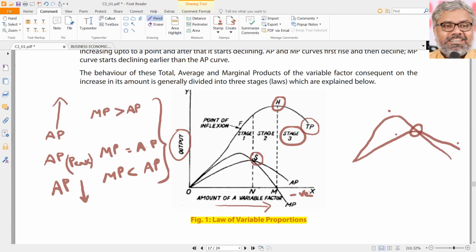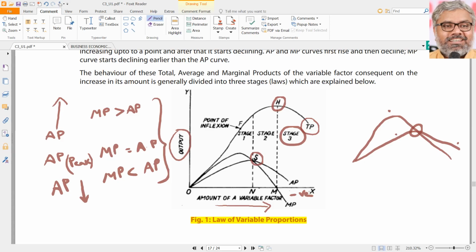Where total product is at its maximum, it started declining. Already total product is declining, marginal product is 0, and then it started going negative. After that, it is all stage 3. At the beginning of stage 3, total product is at its maximum and marginal product is 0. There we are not considering average product at all.